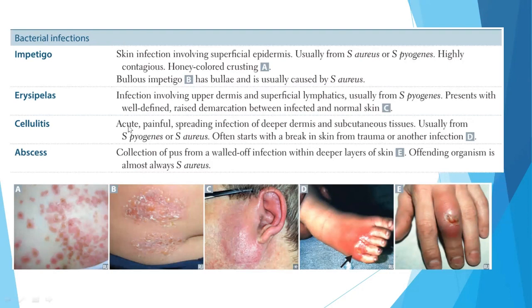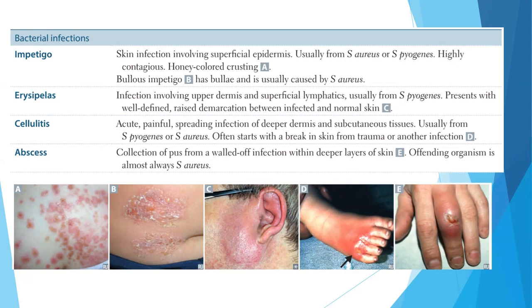Erysipelas is an infection involving the upper dermis and superficial lymphatics, usually from Strep pyogenes. It presents with a well-defined raised demarcation between infected and normal skin. So if it is involving the superficial epidermis, you go for Staph aureus. Just below that, if it is involving the layers below the epidermis, you go for Strep pyogenes.